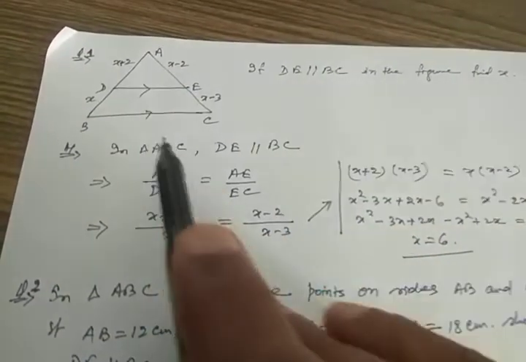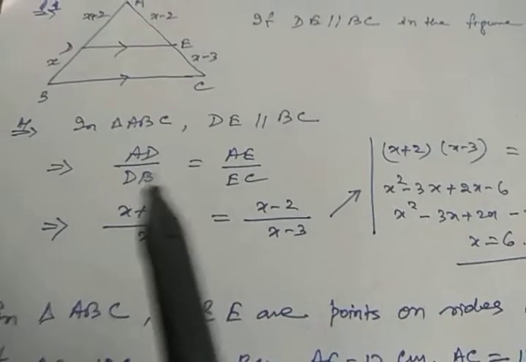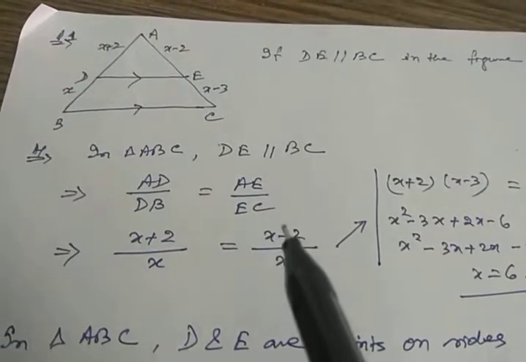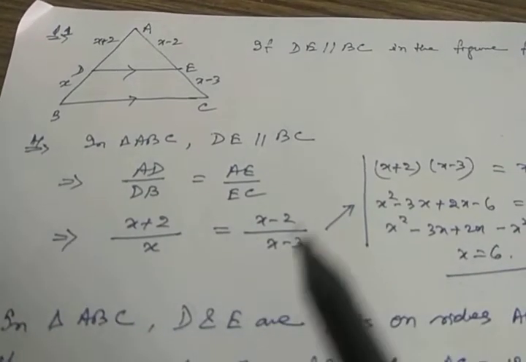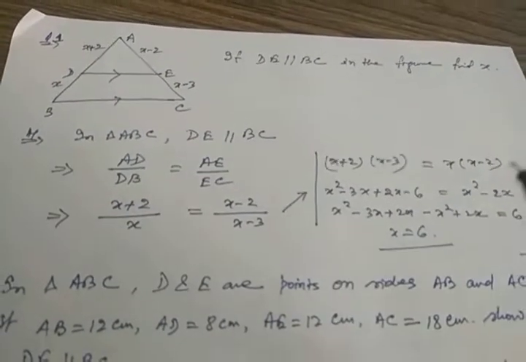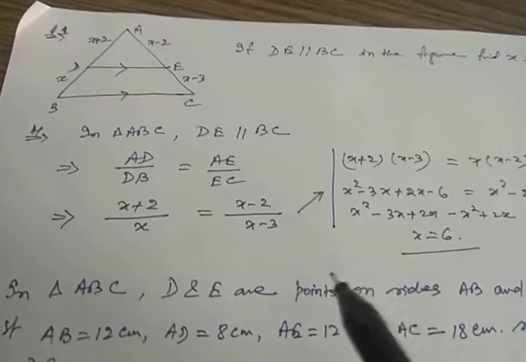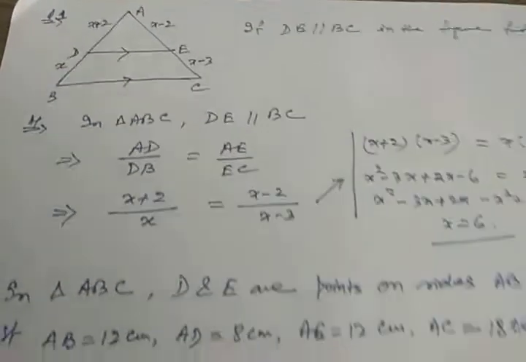Now if DE is parallel to BC, it is given, we can use the BPT. So what is the result? AD by DB is equal to AE by EC. So put the values: (x plus 2) by x is equal to (x minus 2) by (x minus 3). Now cross multiply and simplify and we get the value of x. How much? 6. Clear?